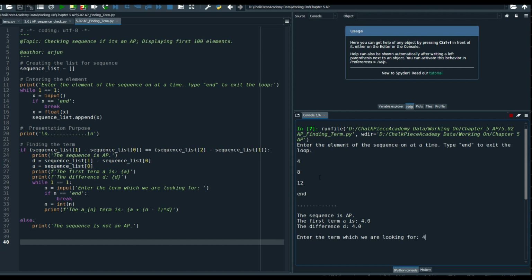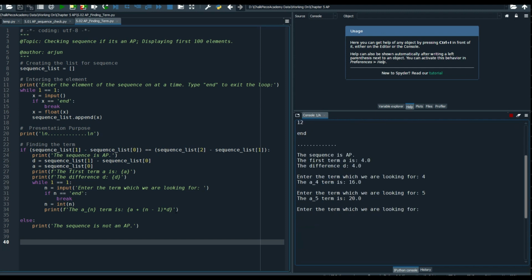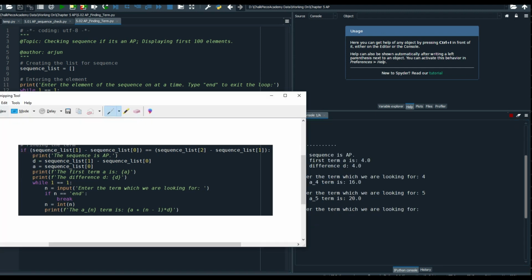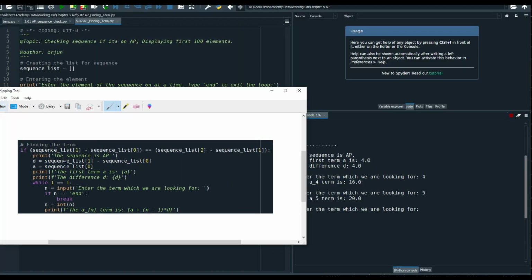So here we have 3 terms, right? If I ask for fourth term, it is telling 16. That makes sense. 12 plus 4 is 16. And fifth term is 20. Right? So how is it able to do it? That's what we are trying to understand. So as you can see here, finding the term.